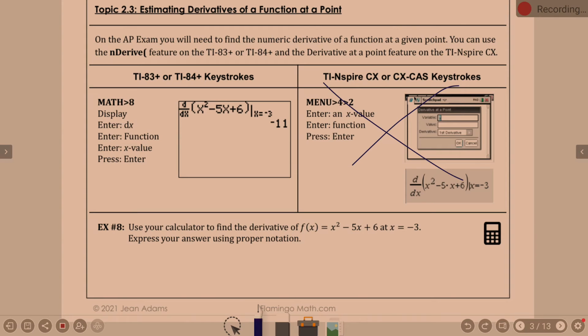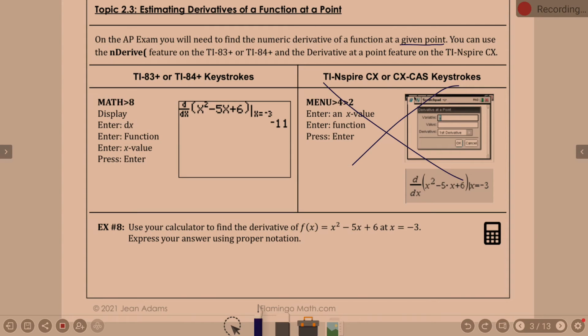It won't tell you the derivative of x squared is 2x. But it would tell you the derivative of x squared at 3 is 6. So there is some stuff your calculator can do. That's one of the things that you're allowed to do on the AP test. Derivatives, integrals, you're allowed to use a graph. I don't know, there's something else. But on the AP exam, you'll need to be able to find a numeric derivative of a function at a given point.